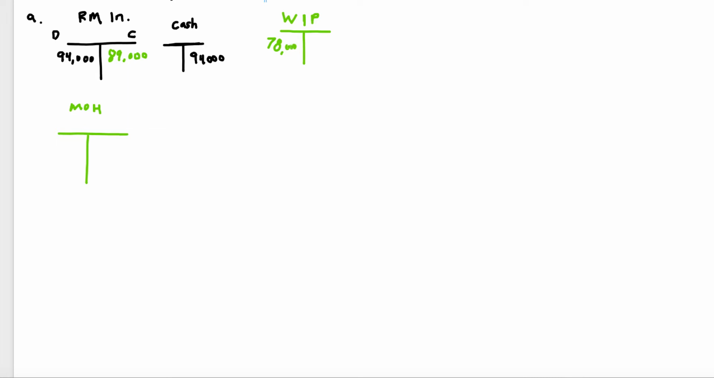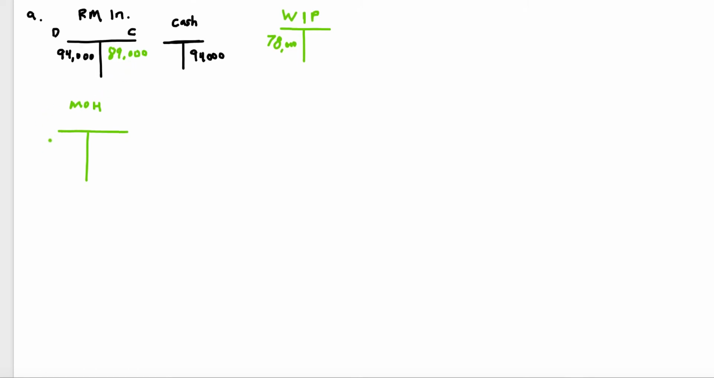And I know that the remainder, so 89,000 minus what, 78,000. If my math is right, should give me 11,000. That means that the indirect costs of 11,000 have to flow to manufacturing overhead.